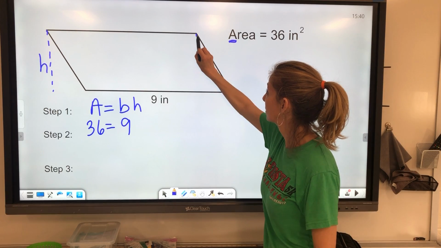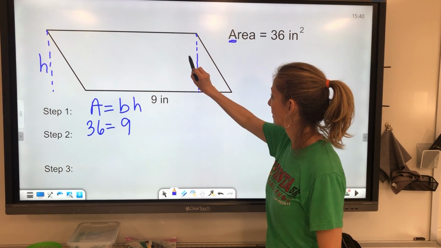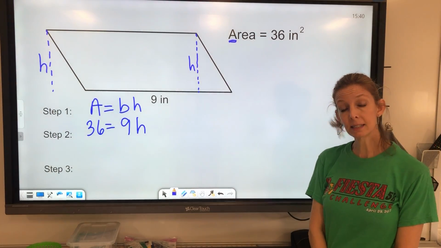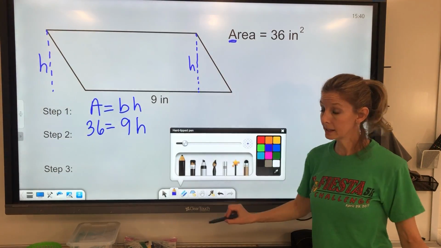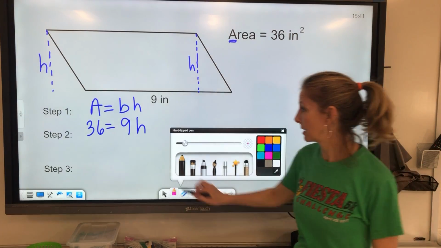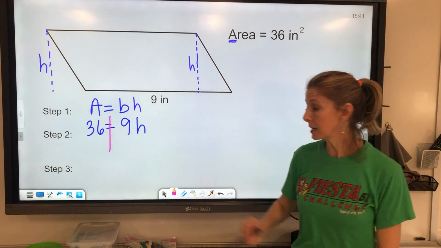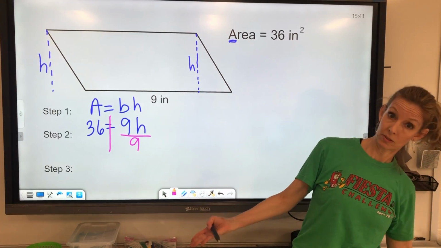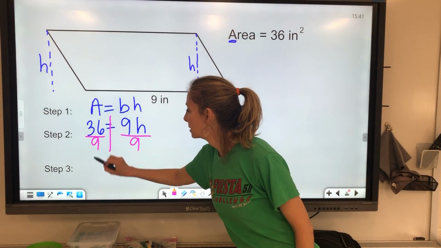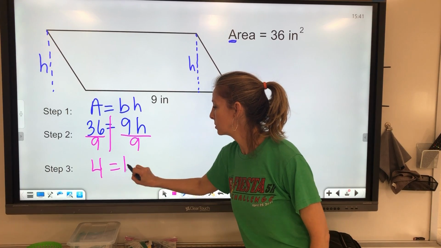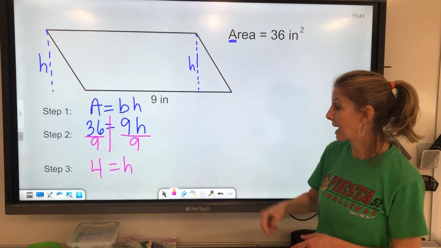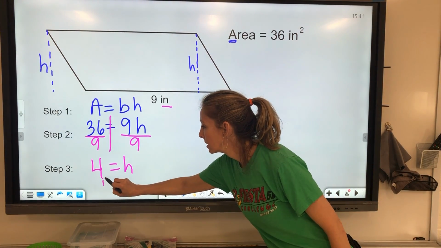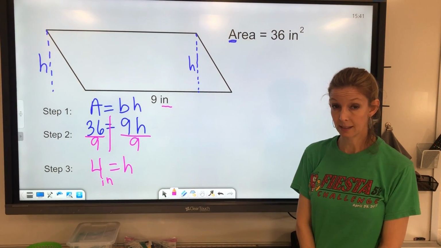Or again, remember, it could be right there too. All right, 36 equals 9h. This is a one-step equation that you guys are experts at by now. Draw your line. Divide by 9. What you do to one side of the equation, you have to do to the other. 4 is equal to your height. Now, of course, I don't want to leave it like that. Do I have a unit of measurement? I do. It was inches. So 4 inches is our height.